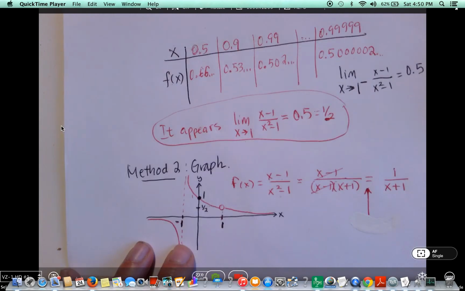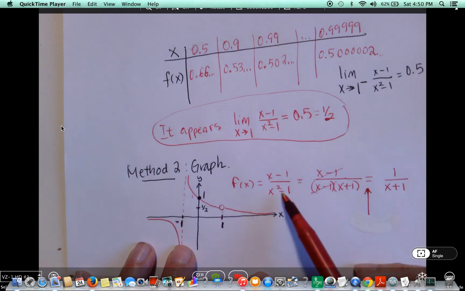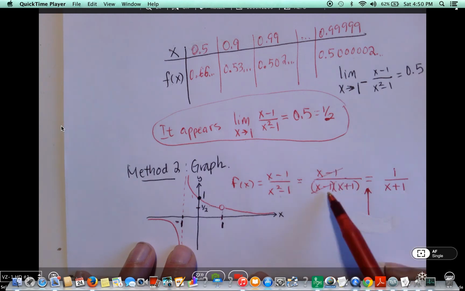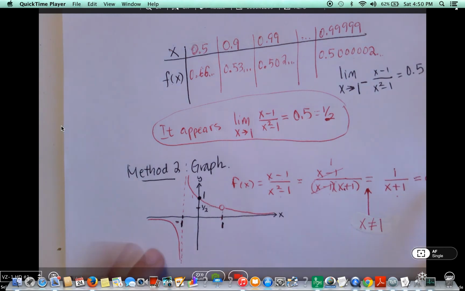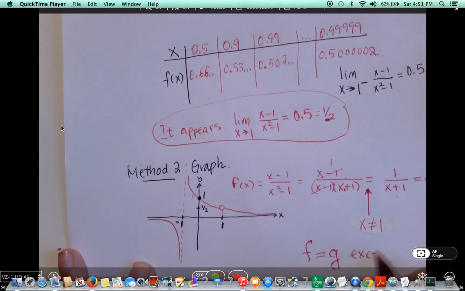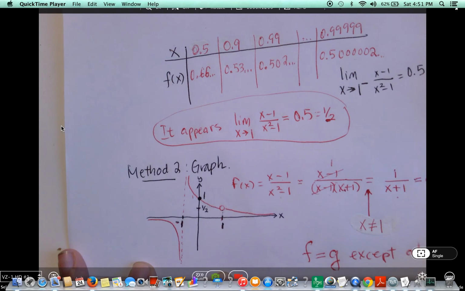Okay, so in this case, the way that I graph the function is that if I factor this, I realize that I can cancel these two factors, and that as long as x is not equal to 1, this is equal to this. So I can call this my new function g of x. And the only difference between the graph of f of x and g of x is that g of x would not have a hole here. So this suggests another way that I can evaluate this limit. The idea is that f is equal to g except at x equal 1.